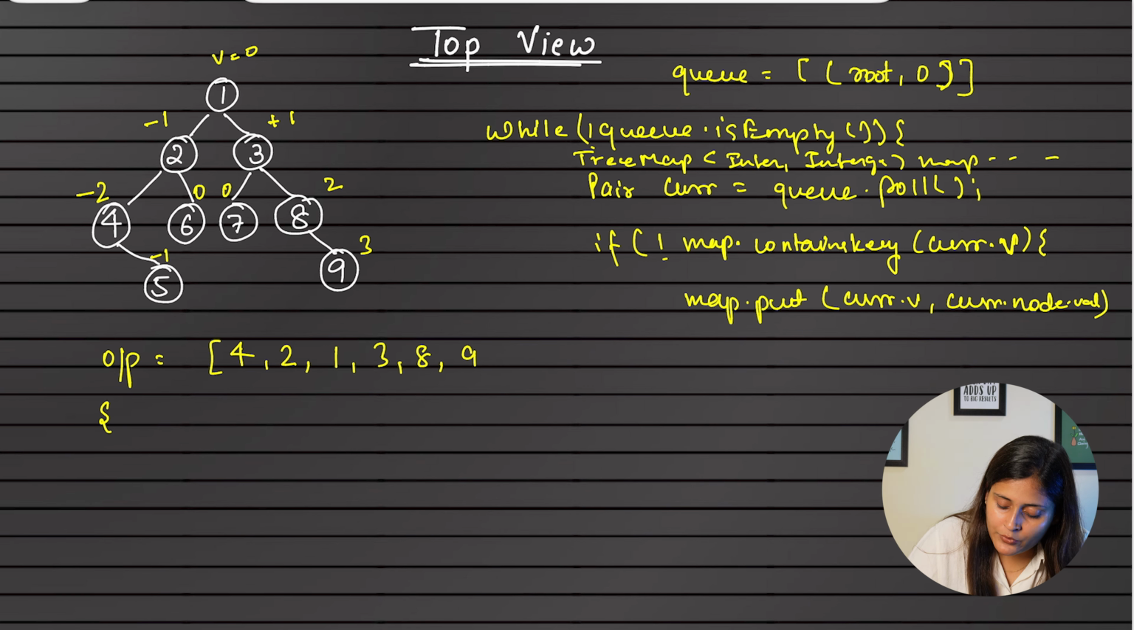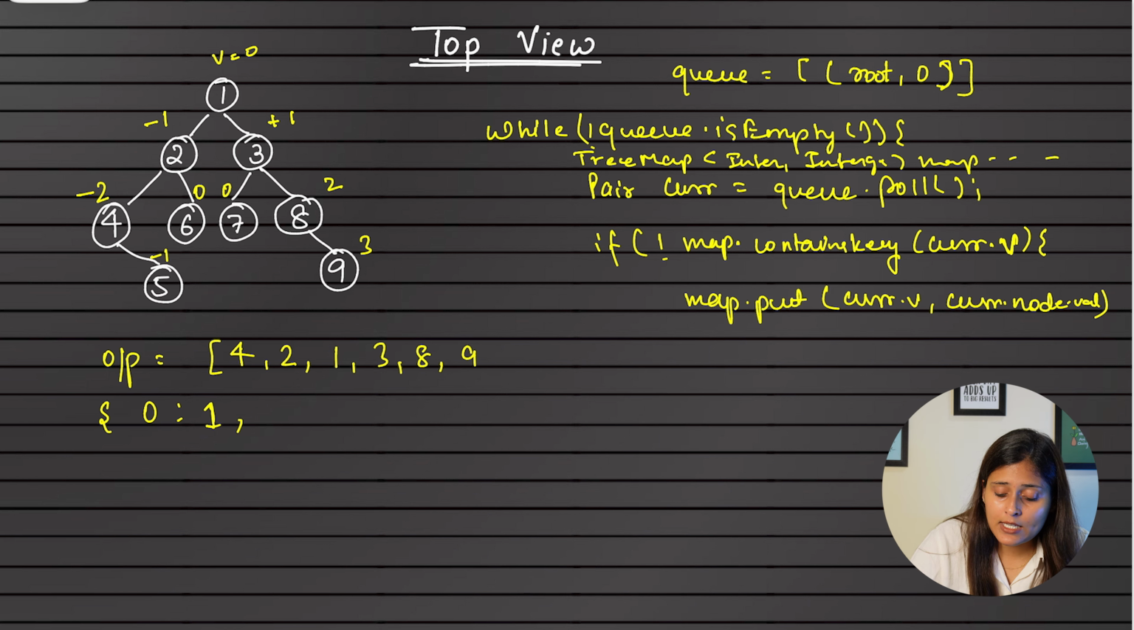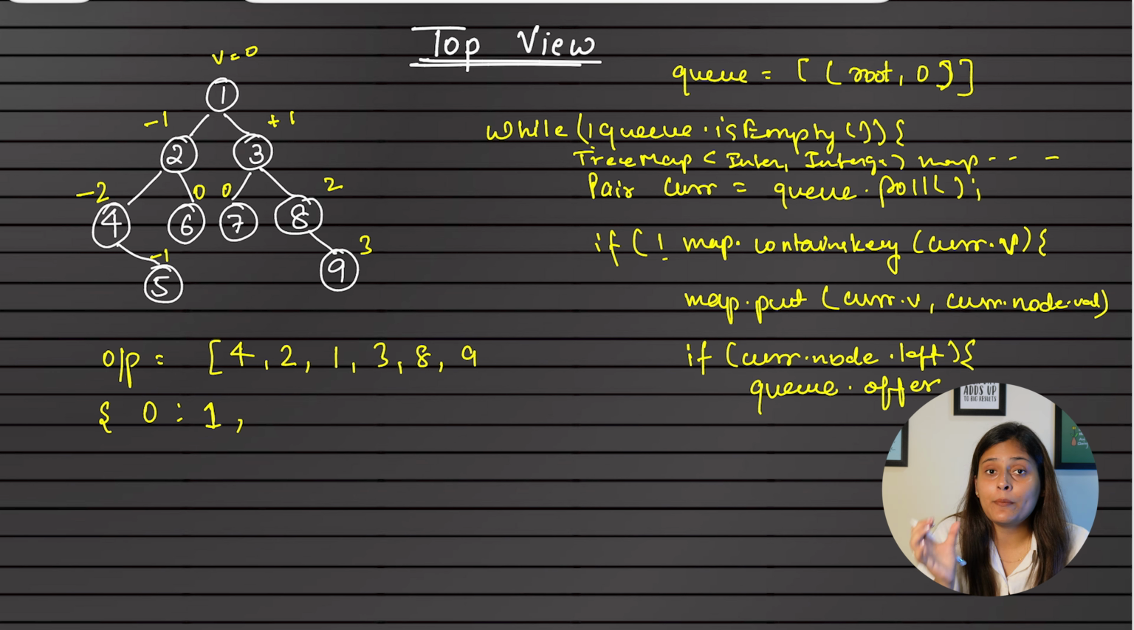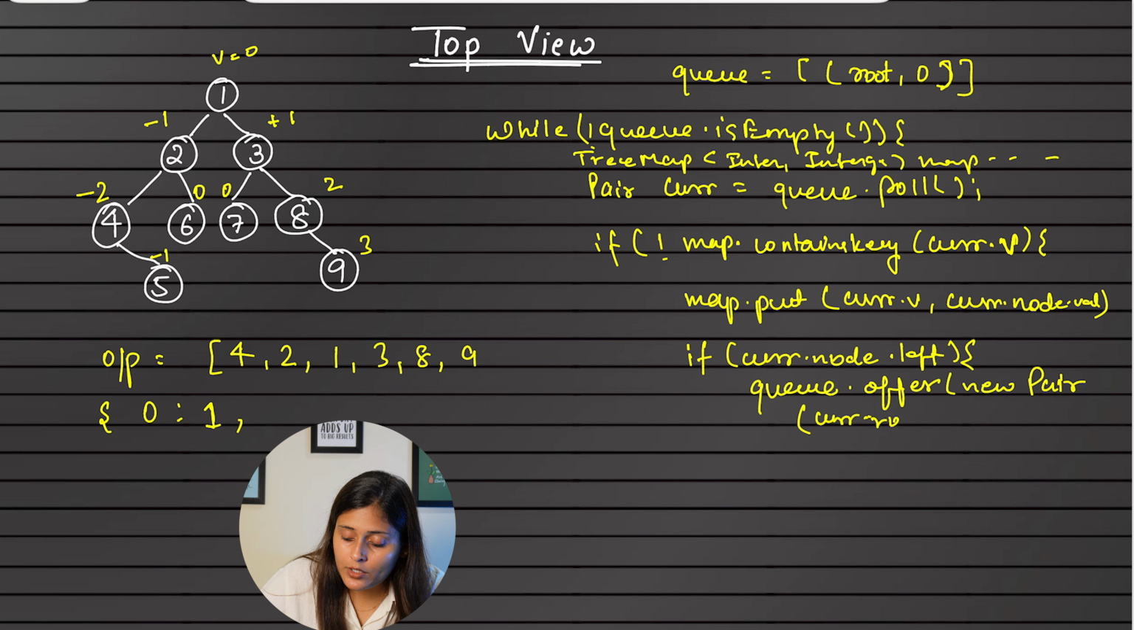So what we do in our map for vertex 0, because it was not present, we have inserted node value 1, correct. Now what is the task? Insert its left child and right child, correct. So what we'll do, if current.node.left, if it has a left child, then in the queue we will offer. In the queue what will we offer? Again we have to offer by creating a new pair, correct. So we'll write new pair. Now first node and then its vertex. So node will be current.node.left, and vertex will be current.v minus 1, because we are going towards the left side.